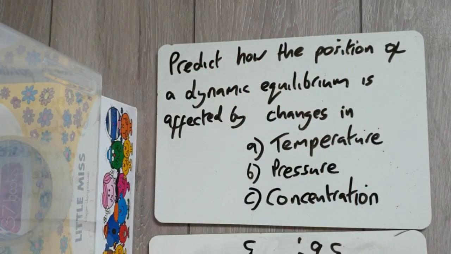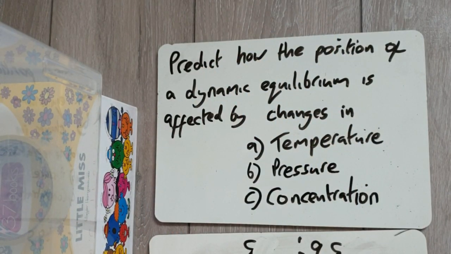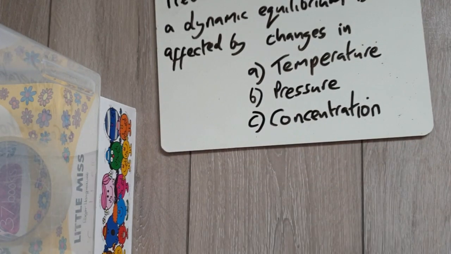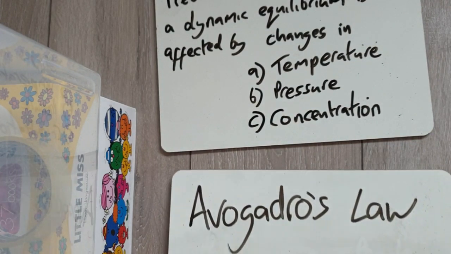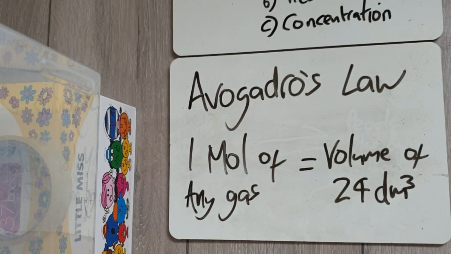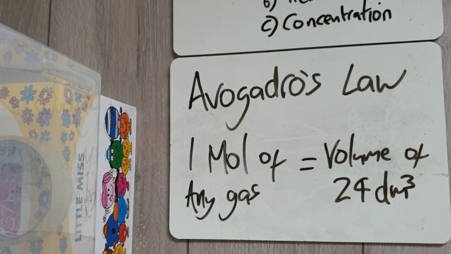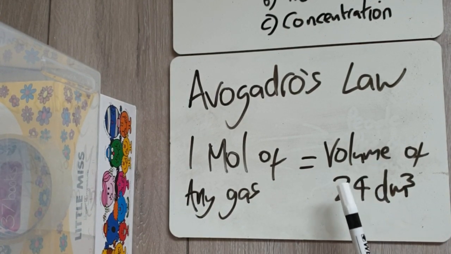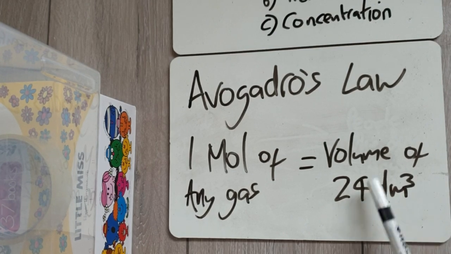Now we're going to see if we can predict how the position of a dynamic equilibrium is affected by changes in pressure. And before we can look at that, there's one very quick, separate topic on its own, so I'm just going to introduce this very quickly here. Avogadro's law states that 1 mole of any gas at room temperature and pressure has a volume of 24 decimeters cubed. So decimeters cubed is the same as litres.